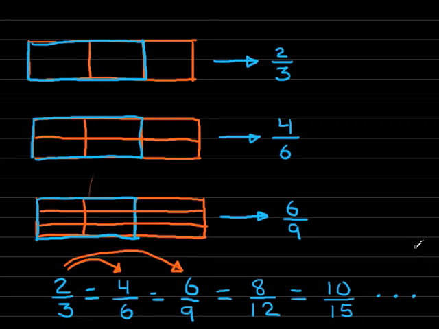I can pick any number, multiply the top by that number, multiply the bottom by that number, and I'll get an equivalent fraction. And again, this is an important skill for adding fractions with different denominators. That is, with different numbers down here on the bottom.